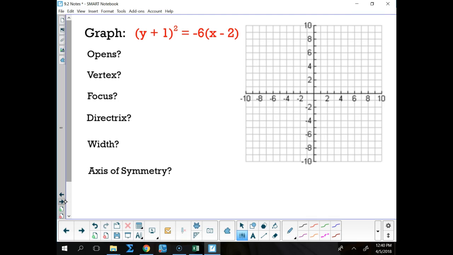Graph that bad boy. Opens. Left. Y is squared. 4p is negative. That's a left opening. Vertex. What do you got? -1, comma 2. Oh, wait, I like 2 comma negative 1 better. Yeah.